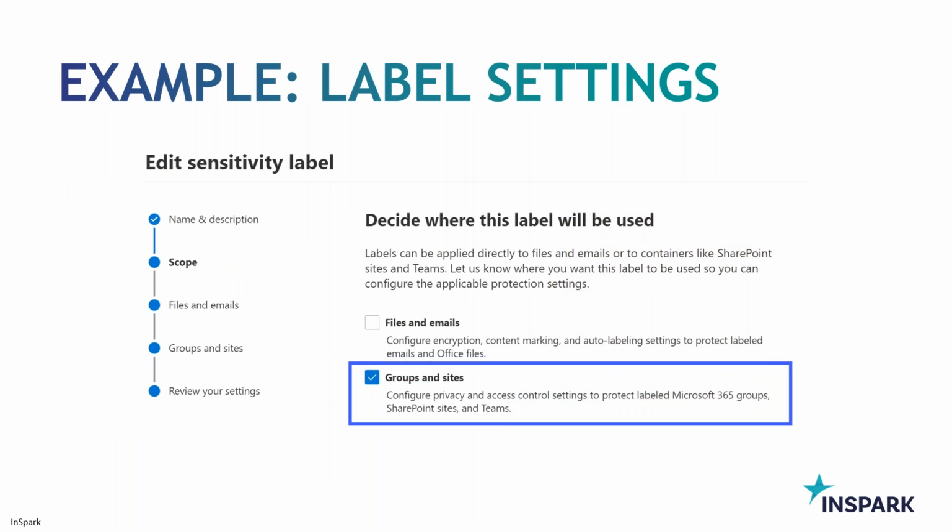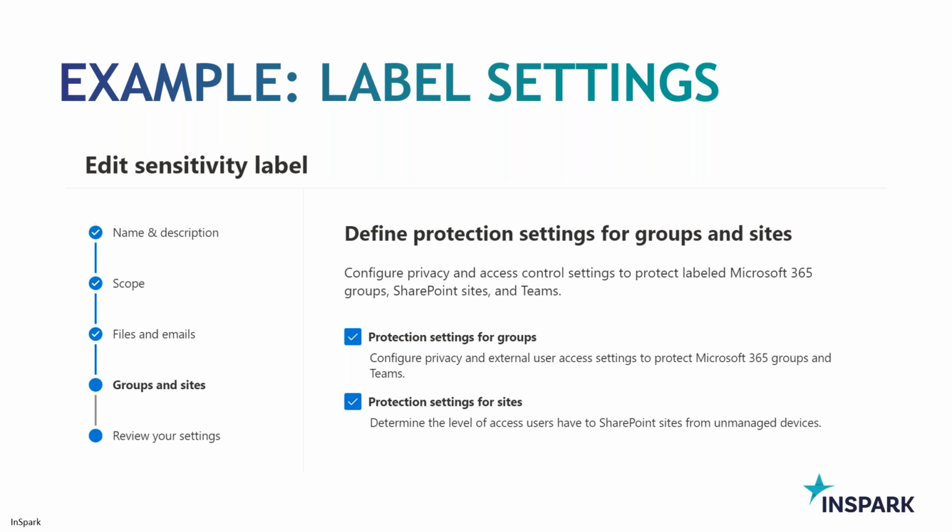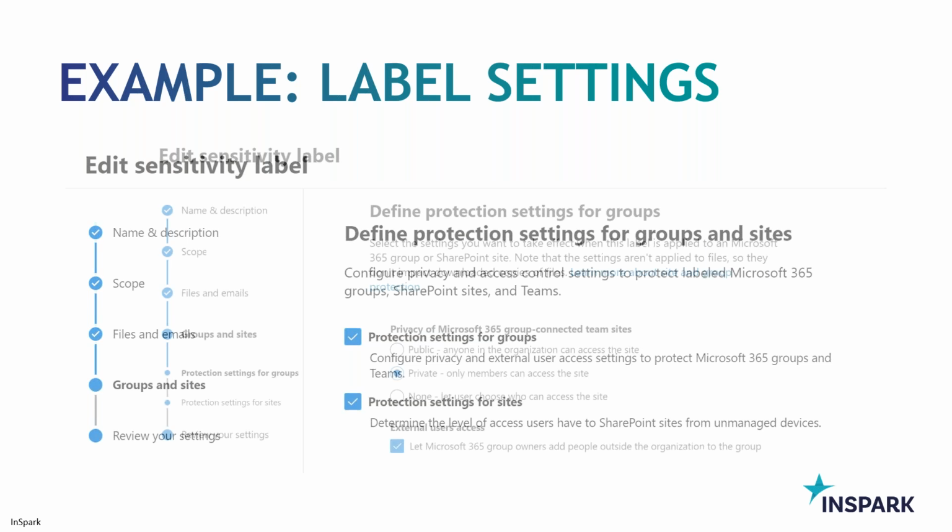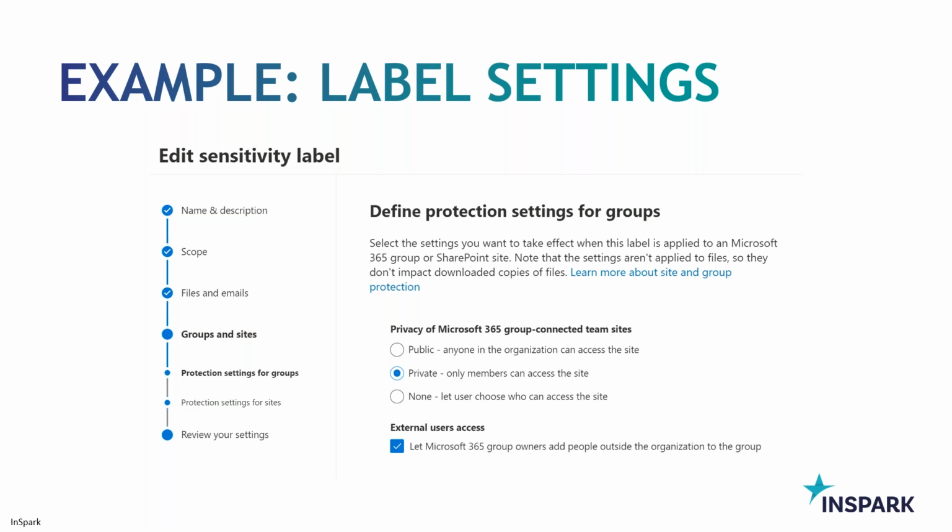So what does it look like? First of all, you have the label. This is the label settings. So this is just the settings option. Here I say this label I want to use for groups and sites. Then I can make a decision: do I want to have protection settings for groups, but also for sites? So here you see a protection setting for groups. Here's the privacy option and an external user access option.